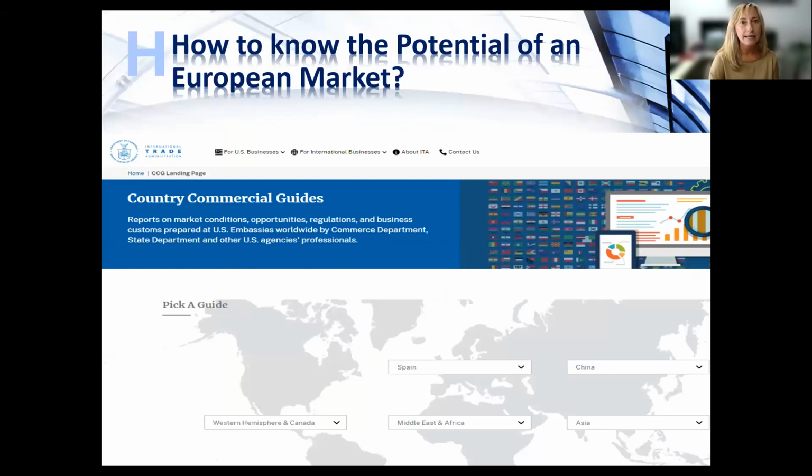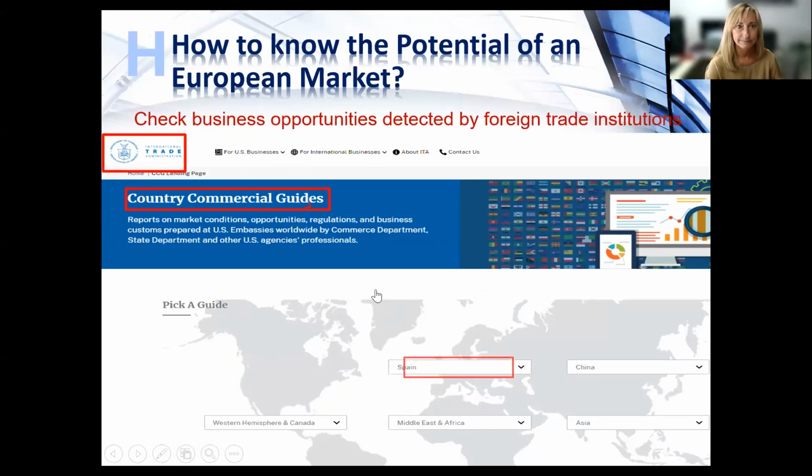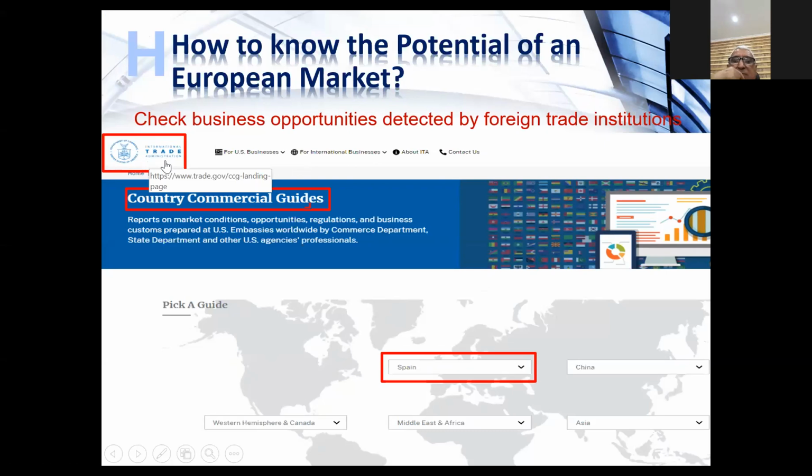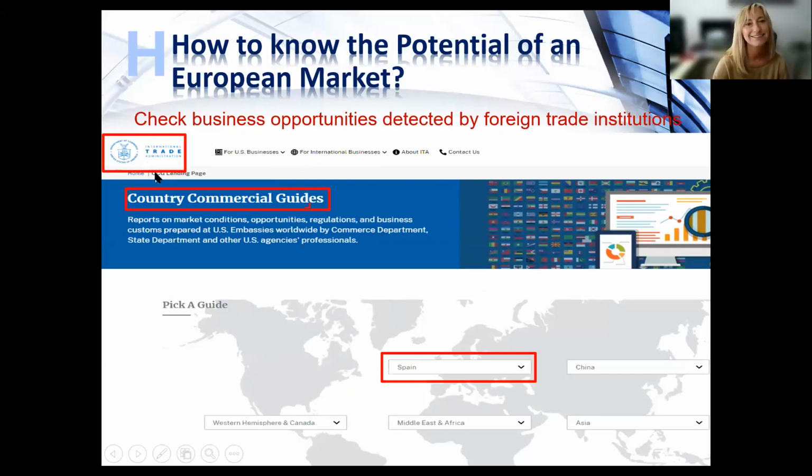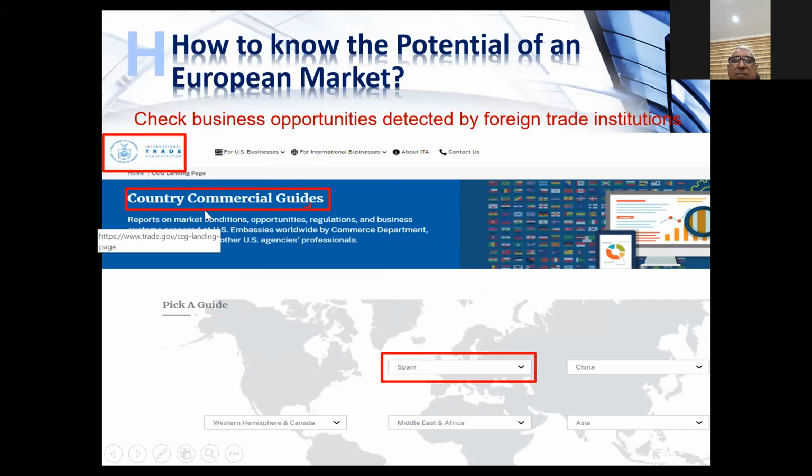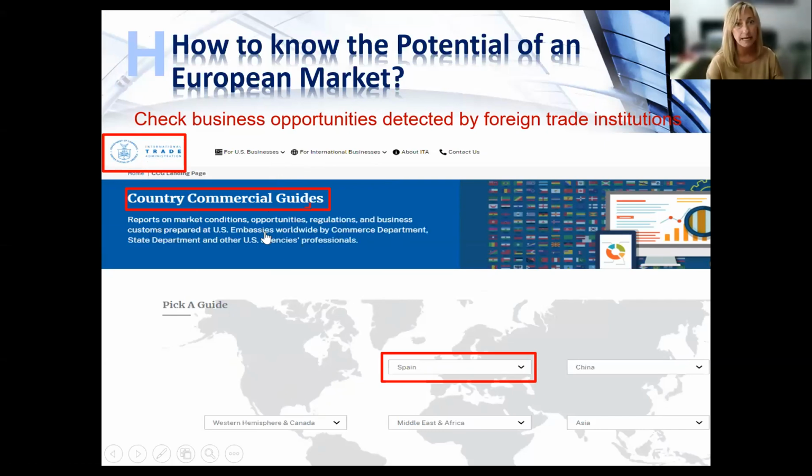Another web page that I would like to show you, which I think is very important too, is the country commercial guide from export.gov. Export.gov is the trade organization of the United States, and it has very good country commercial guides. It's very easy to work with. You go to the main page and you choose Spain. As you can see, it is from the International Trade Administration of the United States, a very official, very important institution. Remember this name, Country Commercial Guides from export.gov.